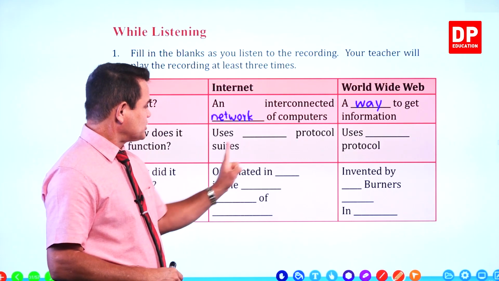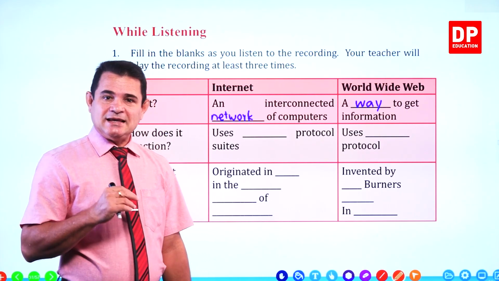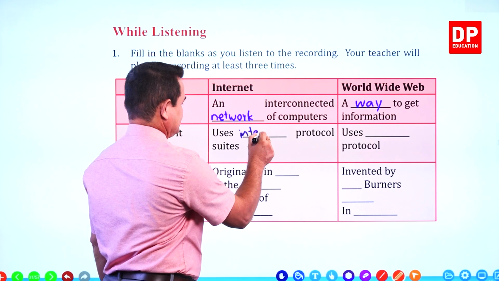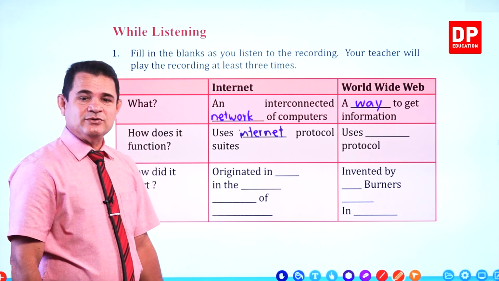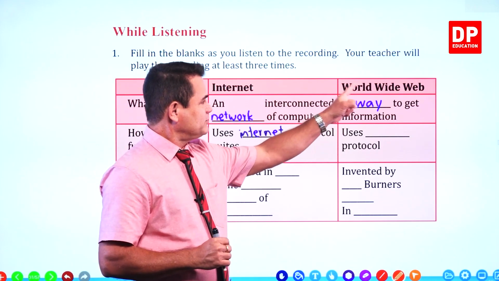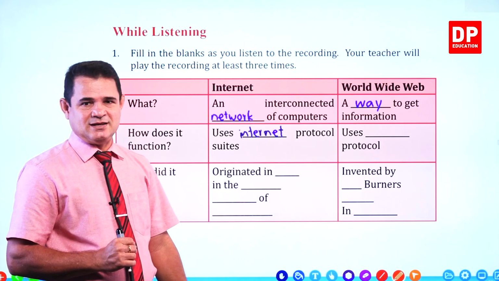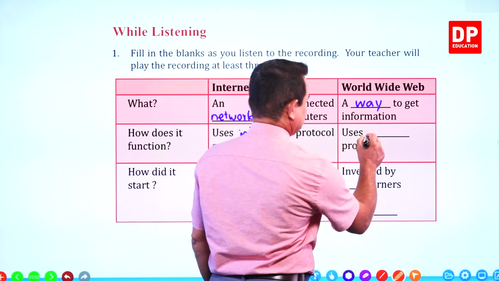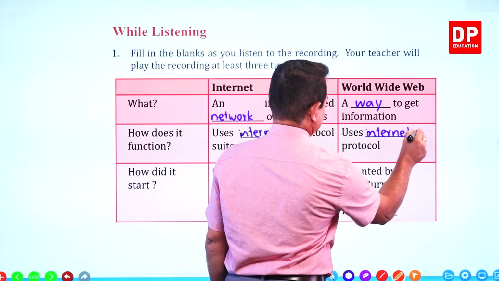Uses protocol suites. What? What protocol? Uses internet protocol. So then I hope that you could get that word for that blank. And the next one, uses the World Wide Web මොකද use කරන්නේ? The same. ඒ protocol එකම ඒකෙත් use කරන්නේ. So then what is the word coming to the blank? Internet protocol.